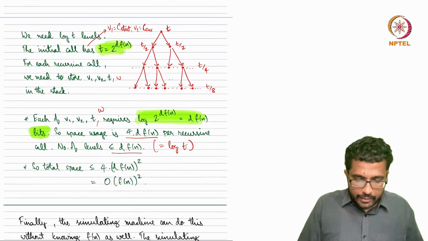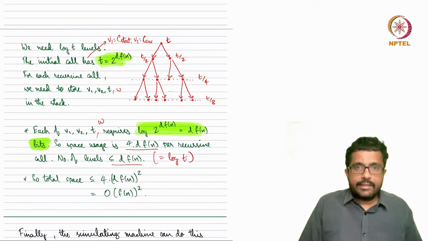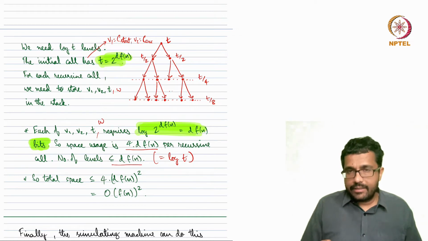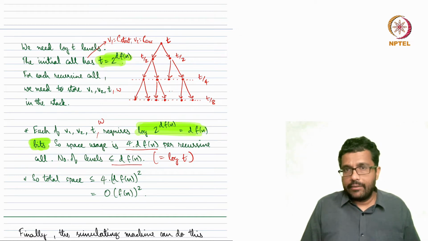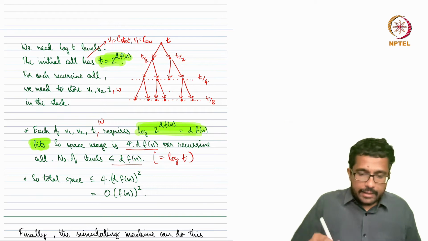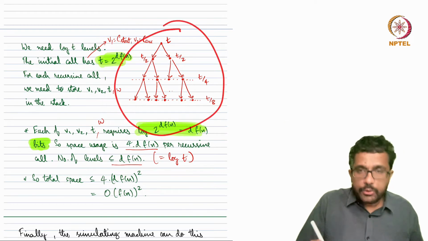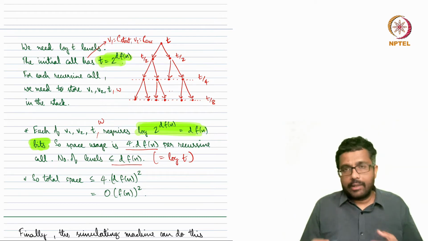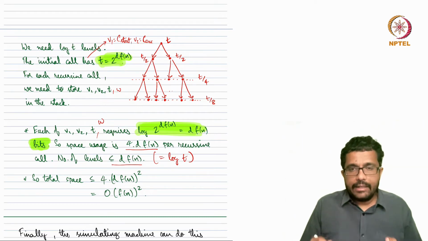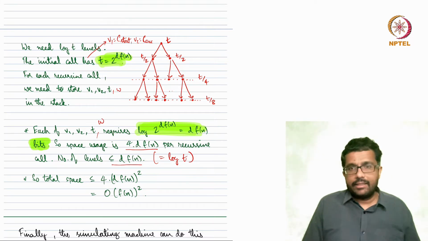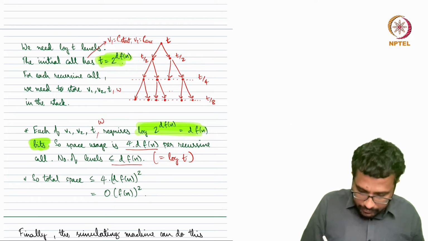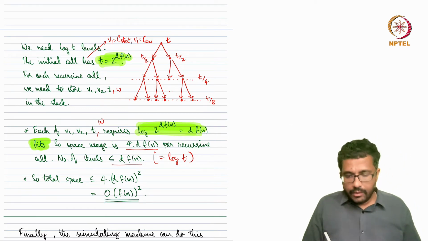So the space usage is that at each level we need to store v1, v2, and t. That requires dfn space for each of these, so it's O(dfn). And the number of levels is the height of this tree, which is also dfn, like log t. So it's dfn multiplied by dfn multiplied by some constant. So it's order dfn whole squared, where d is a constant. So it's O(fn squared). That is the total space requirement.